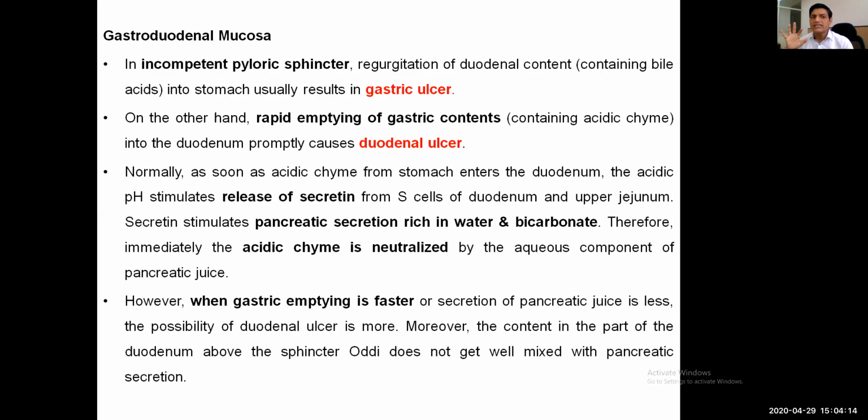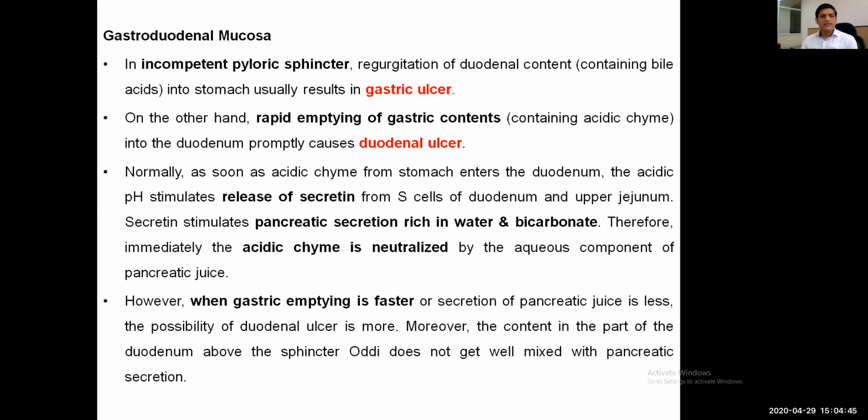If there is an incompetent pyloric sphincter, then what will happen? Regurgitation of the duodenal content into the stomach, which contains bile acids, results in gastric ulcer. On the other hand, if there is rapid emptying of the gastric contents, the acidic chyme will go faster into the duodenum and promptly cause duodenal ulcer. These are the main causes of duodenal and gastric ulcers.